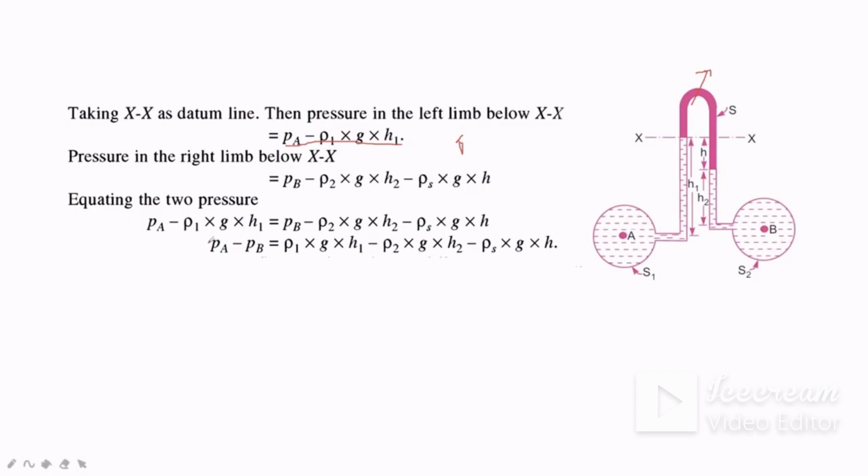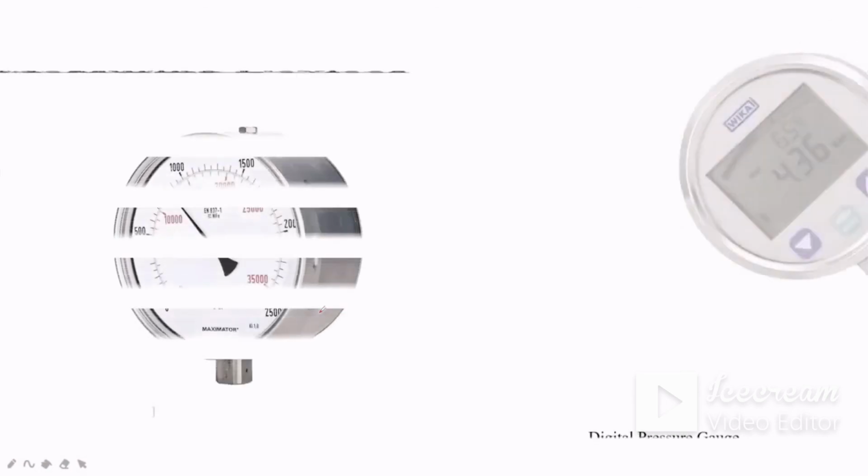Next, equate both, and you will get the differential pressure in the manometer: Pa minus Pb is equal to rho 1 G H1 minus rho 2 G H2 minus rho s G H. You can also simplify more by taking out G: G into rho 1 H1 minus rho 2 H2 minus rho s H. Just remember that. So this was about the inverted U-tube differential manometers.